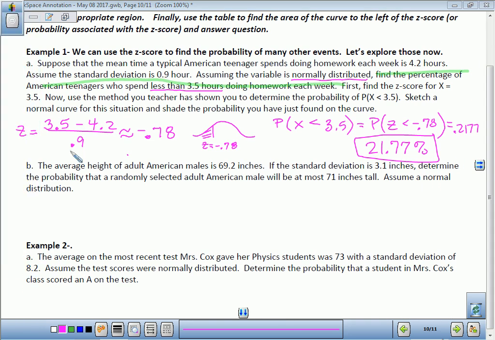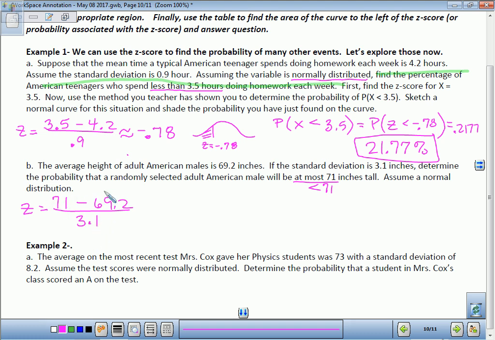Okay. The next one, the average height of an American male is 69.2 inches. If the standard deviation is 3.1 inches, determine the probability that a randomly selected adult male will be less than 71 inches tall. Assume it's normally distributed. So the first thing we have to do is take that height of 71 and convert that to a z-score. So, height minus mean 69.2, divide by standard deviation.